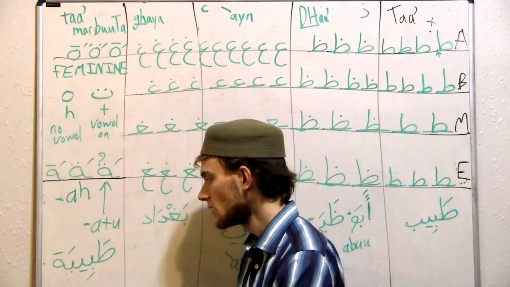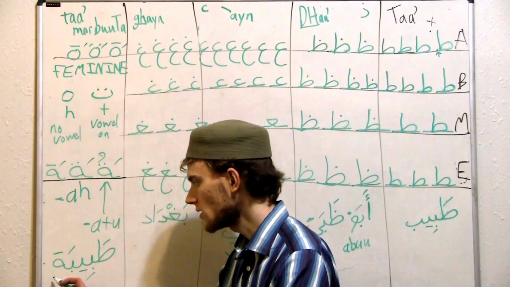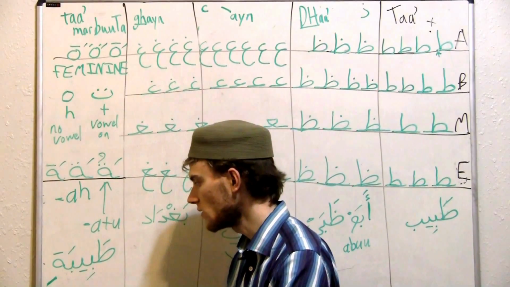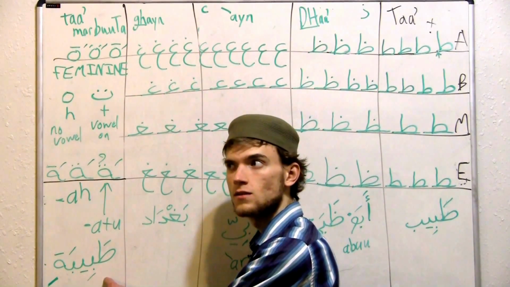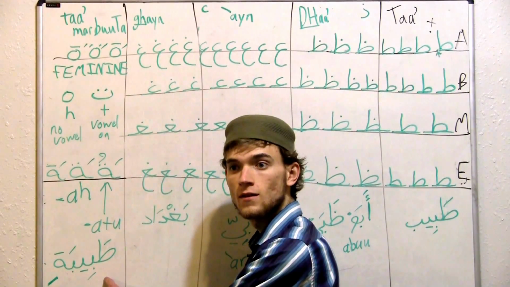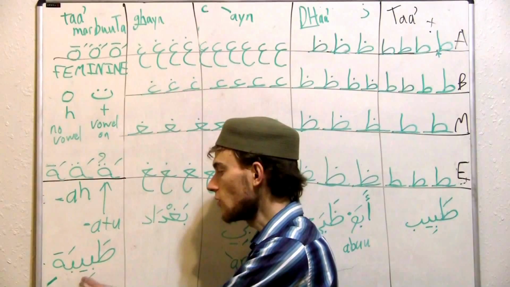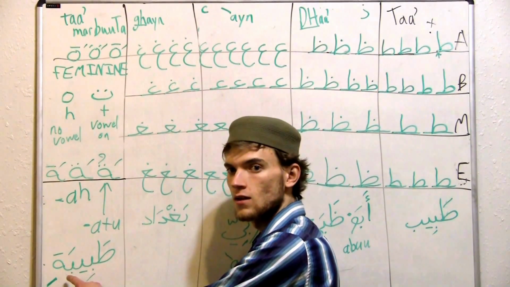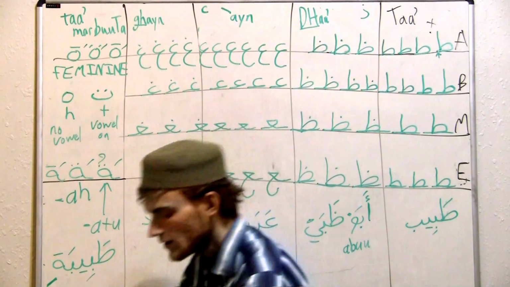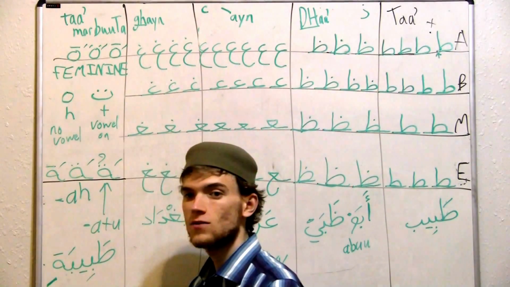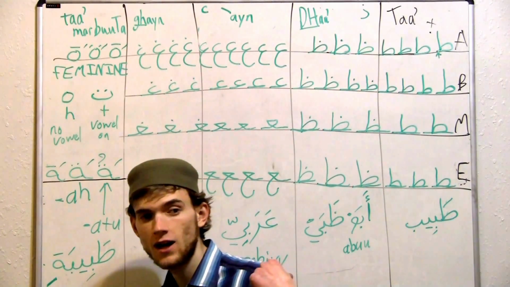طبيبة. Right, but if I were to put, say, a kasra on it, or below it, what does this become? Good. طبيبتي. Everyone after me. طبيبتي. Okay. Now, how do we say an Arab woman? We talked about how to say Arab man. How about Arab woman?